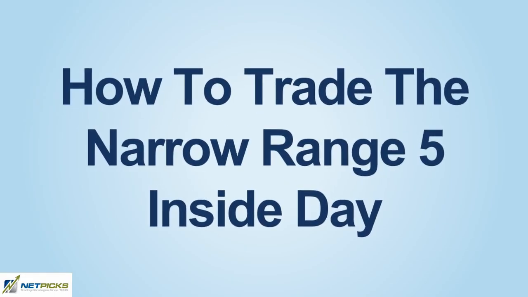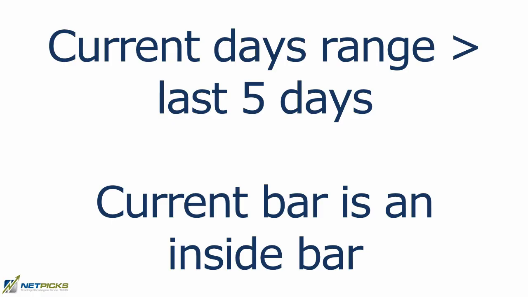So the first thing we're going to do is talk about the narrow range 5. So how do we find them? You've got to scan. There are scanners for these. Usually they're narrow range 4. So the first thing, you've got to scan the instrument for the following conditions. We want the current day's range to be the narrowest in the last 5 days, and that includes that candle. The current bar or candle is also an inside bar, so the bar has to be completely engulfed by the previous bar, right?